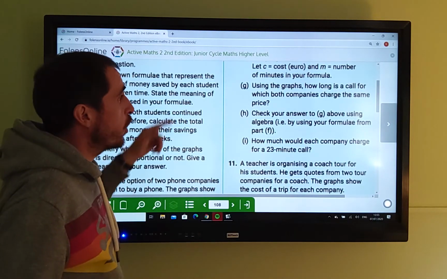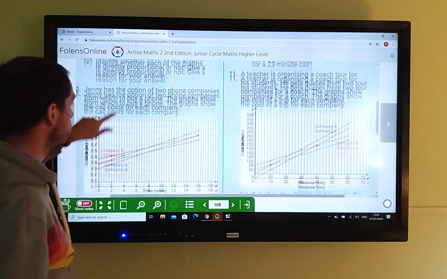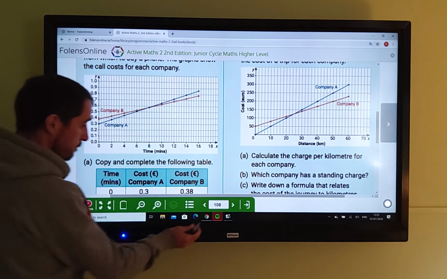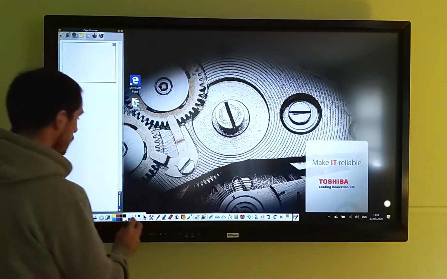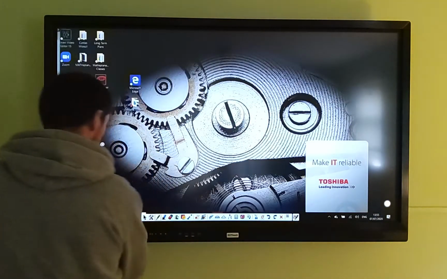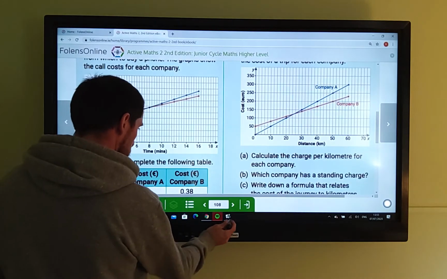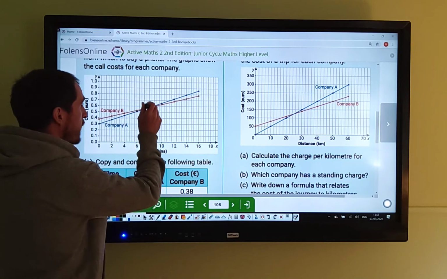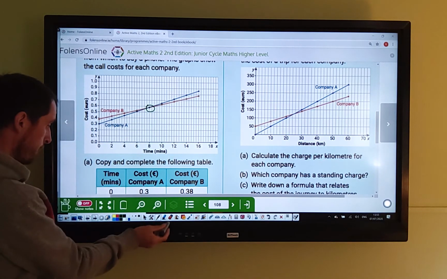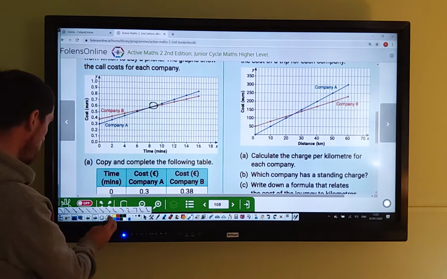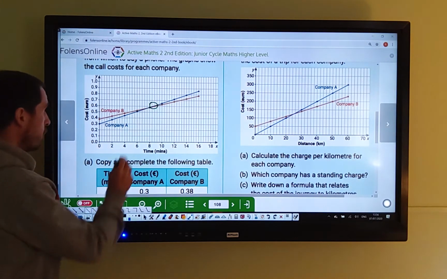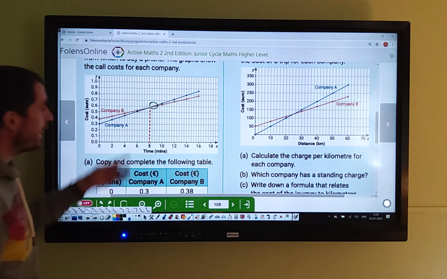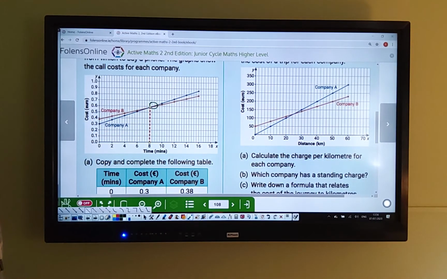Use the graphs. How long is a call for which both companies charge the same price? So you use the graph. You go here and you find on the graph where they meet. At that point, that's where they're going to have the same cost, and you get your arrow. Just here, you bring it down. So after 8 minutes, the companies both charge the same price.